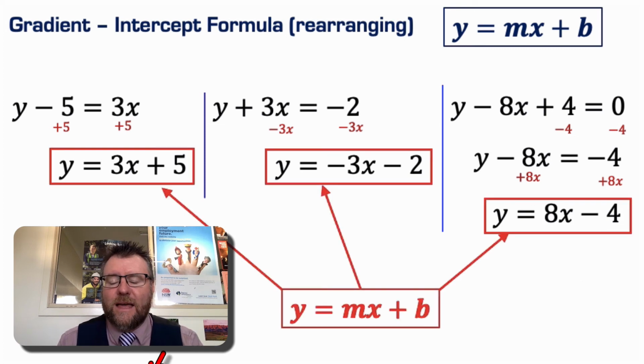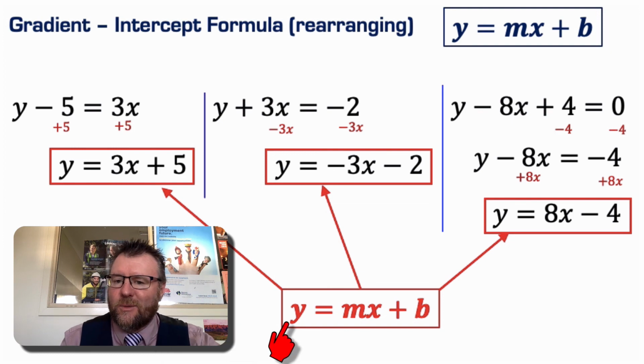So I can see now that all three equations are written in that gradient intercept form, y equals mx plus b, which allows me to work out what the gradient is and what the y-intercept is.